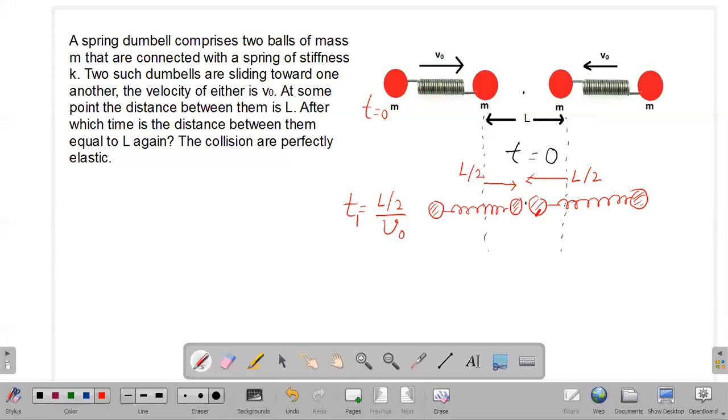This is the moment of collision. The collision will begin at this point. At this point, both masses of each dumbbell are moving with the same velocities v0 and v0. The two masses in the left dumbbell are moving with the same velocity, and the two masses in the right dumbbell are also moving with the same velocity, but in the opposite direction.